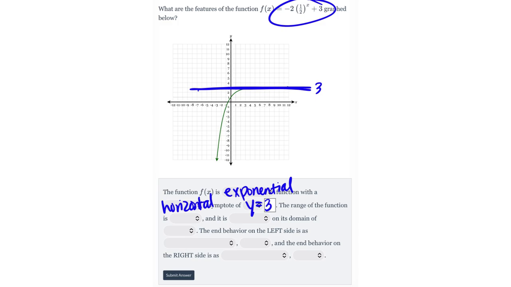And that also affects the range. So the lowest it goes is negative infinity. The highest it goes is 3. So the range is from negative infinity to 3.